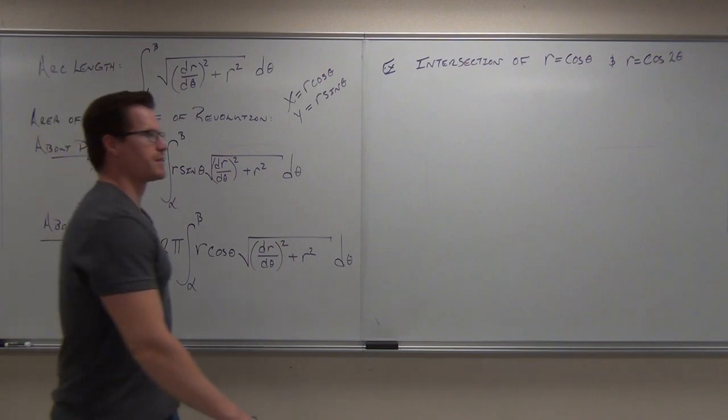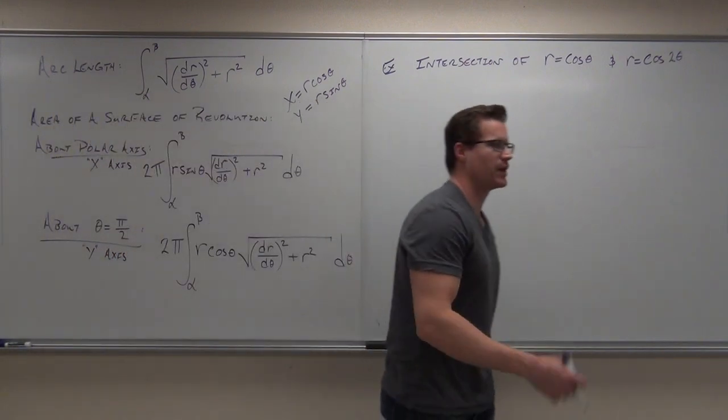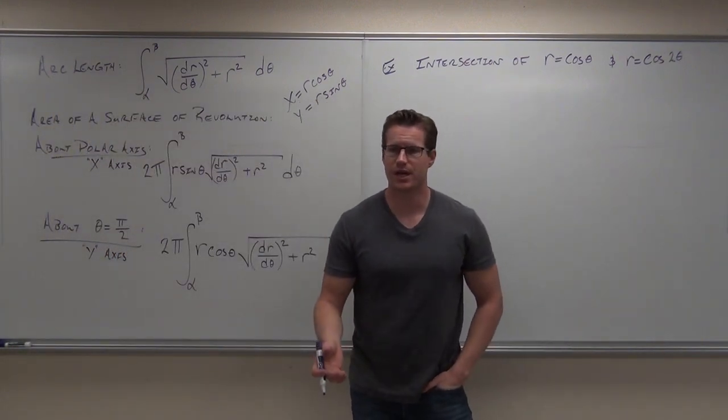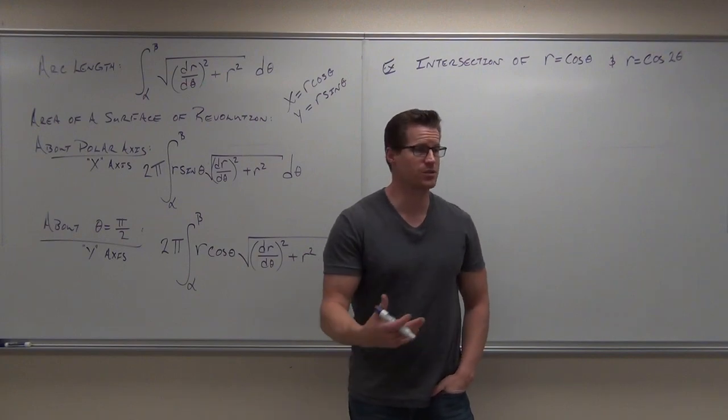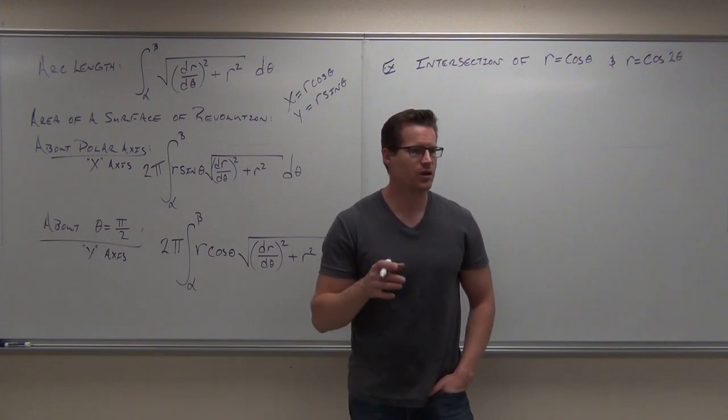So r equals cosine theta, r equals cosine 2 theta. Where are these going to intersect? I don't know what these things look like, or at least let's pretend I don't know what these things look like. Let's try to find out the intersection.